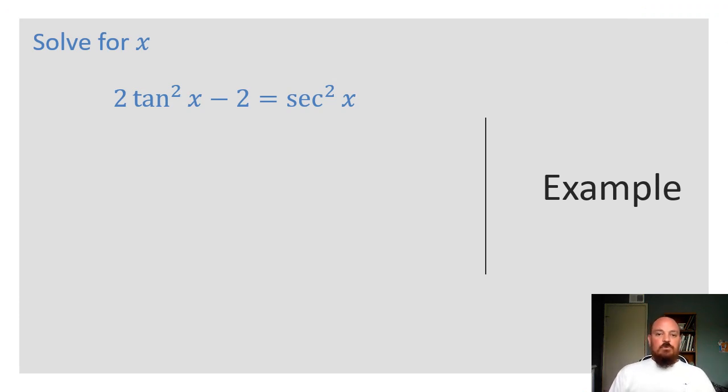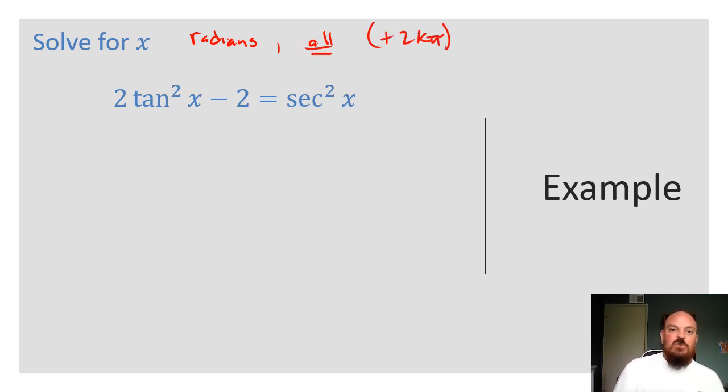So let's do this example here. Now, first of all, before we even start the question, when I say just solve for x, period, what that means is I'm asking you to answer in radians and give all solutions, which means we're going to use that plus 2k pi or plus 2n pi. I told you it doesn't matter what letter you use. Plus 2k pi or plus 2n pi to give all solutions.